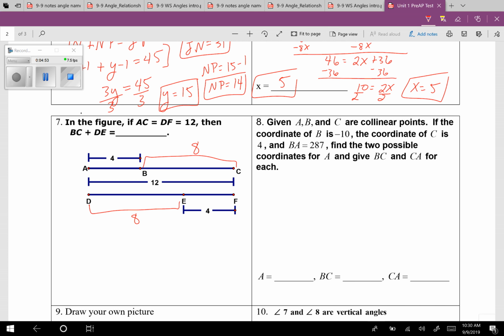So now, what does it say? It says BC plus DE. Okay, look at your pictures here. BC, how much did we say it was? It was 8. So 8, okay, plus, now DE, that's 8. So what's 8 plus 8? 16.